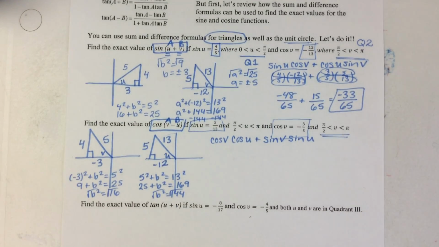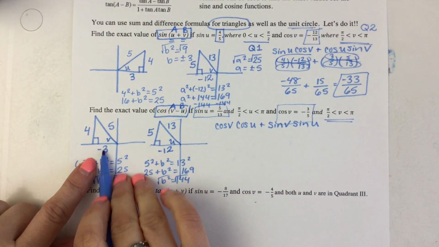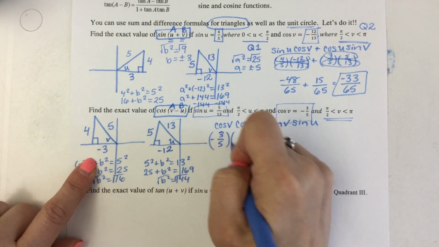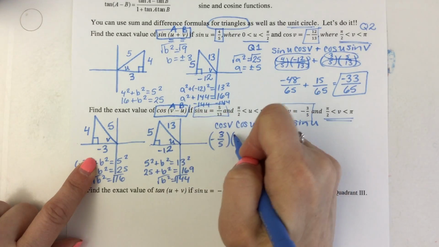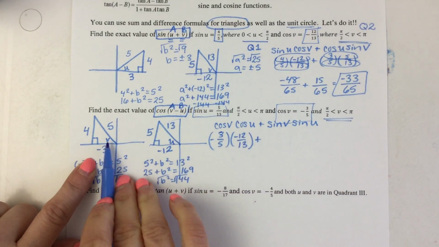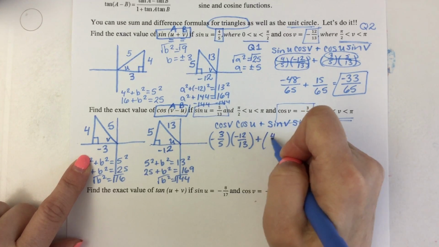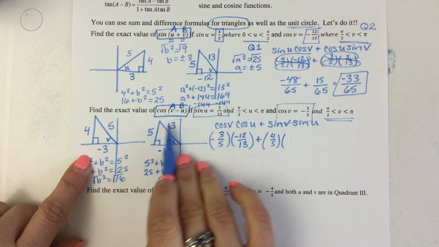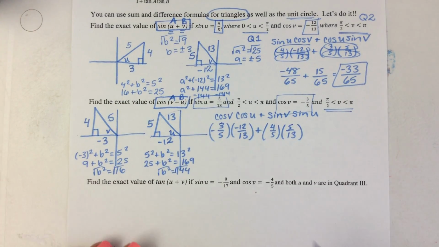Now I go to the triangles to do this. I look at angle V. I want the cosine, adjacent over hypotenuse. So -3 over 5. Now I go to U, the cosine, adjacent over hypotenuse. So -12 over 13. Plus, back to angle V, the sine, opposite over hypotenuse. So that's 4/5. Go to U, the sine, opposite over hypotenuse. So it's 5 over 13.